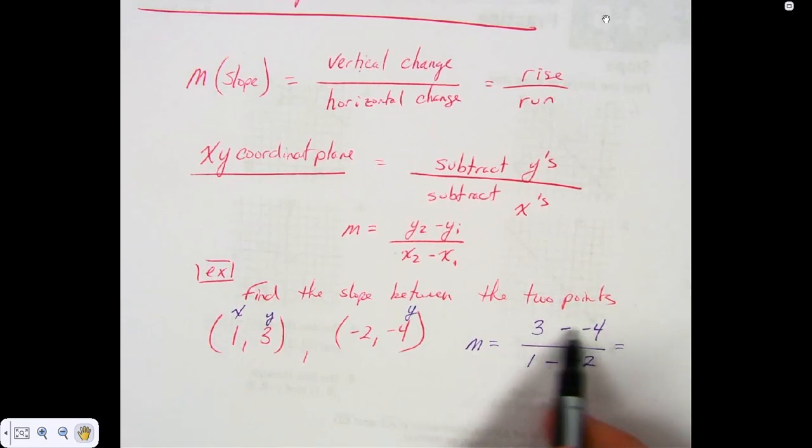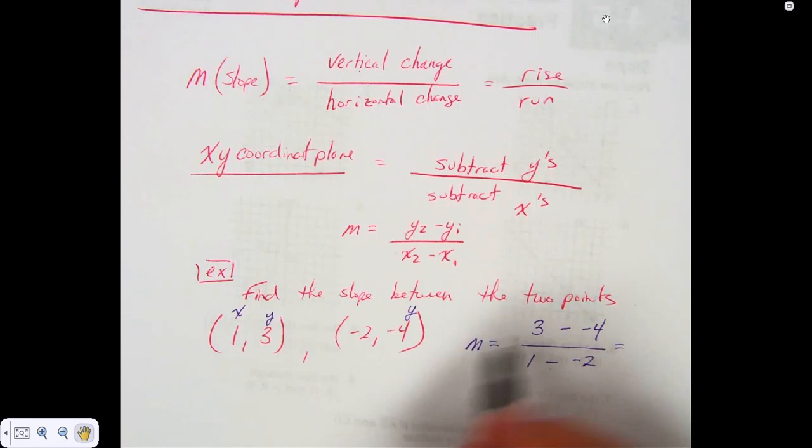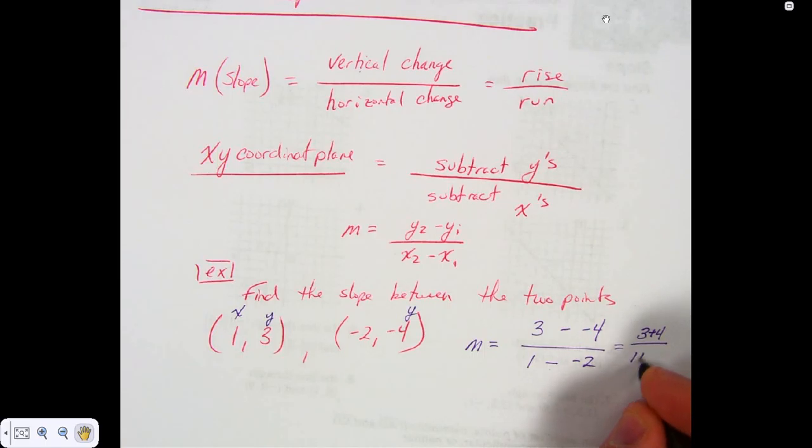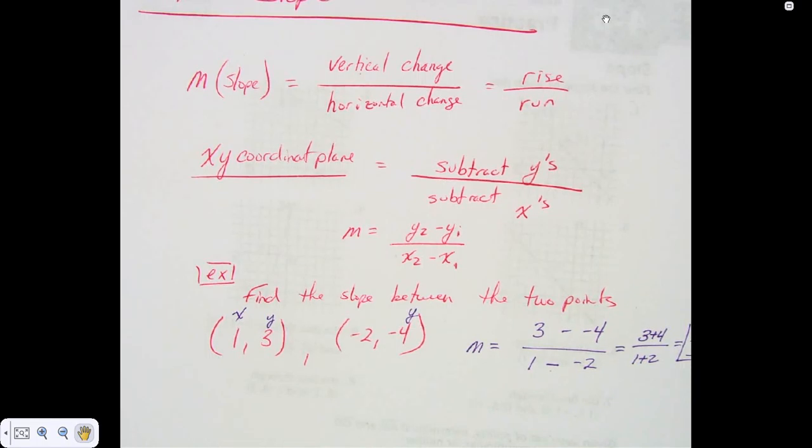Now, remember, you're subtracting, so you're going to get a minus minus sometimes, aren't you? You guys remember getting something like that? It's like 3 plus 4 over 1 plus 2, so your slope will be 7/3, and that's exactly how you leave it, okay? You reduce the fraction, but you do not make it into a mixed number.